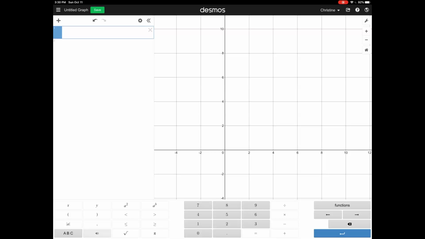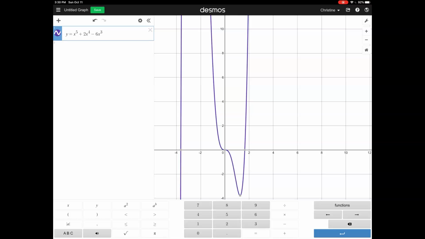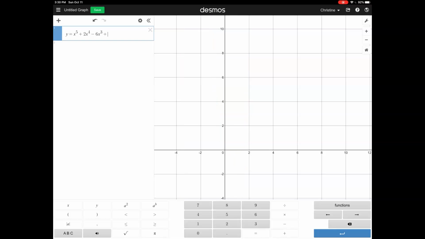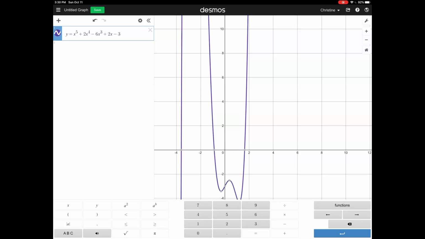So it was the f of x. If you don't mind, I'm just going to type in y because I don't want to type in f of x. X to the fifth plus 2x to the fourth minus 6x cubed plus 2x minus 3. So that's a pretty funky graph right there. Let me double check it. X to the fifth plus 2x to the fourth minus 6x cubed plus 2x minus 3.